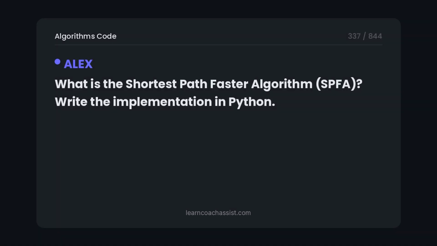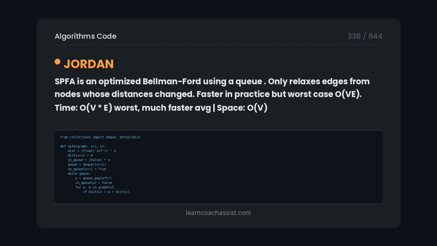What is the shortest path faster algorithm, SPFA? Write the implementation in Python. SPFA is an optimized Bellman-Ford using a queue. It only relaxes edges from nodes whose distance has changed. Faster in practice but worst case O(VE). Time O(V * E) worst case, much faster on average, space O(V).